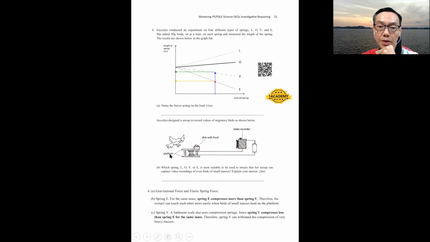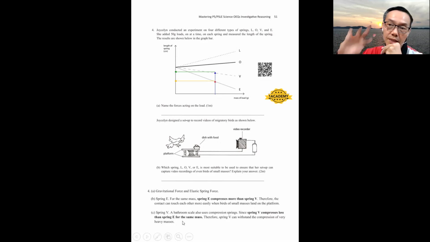If you look at the circuit diagram here, because the spring is shorter, in this case spring E, the contacts will be able to touch each other more easily. Therefore, you have to make the conclusion: the contacts can touch each other more easily when birds or small masses land on the platform.